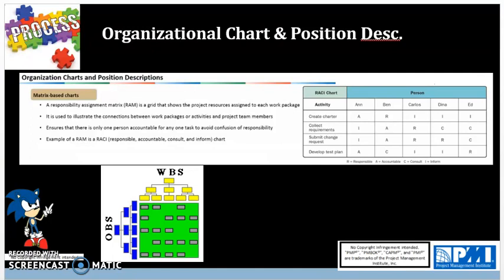And keep in mind that the RACI matrix is an example of a responsibility assignment matrix. This will definitely be a trick question on the exam, where they'll try to confuse you into saying that a RAM and RACI are the same thing. Remember, RACI is a type of RAM. It is a type of responsibility assignment matrix.